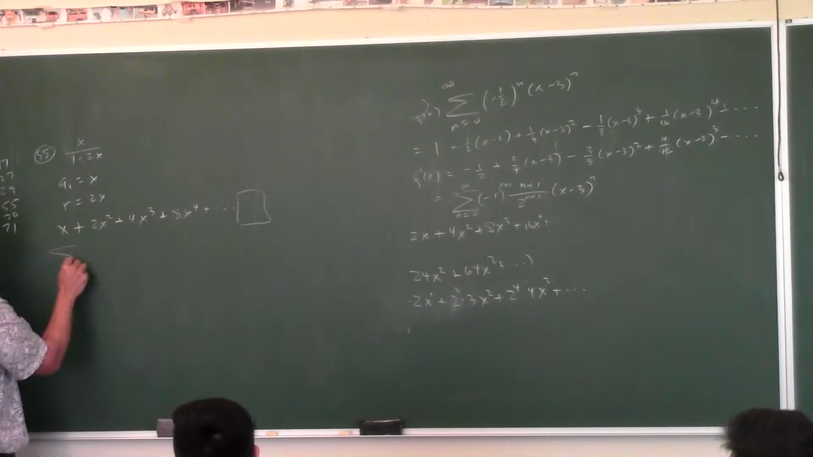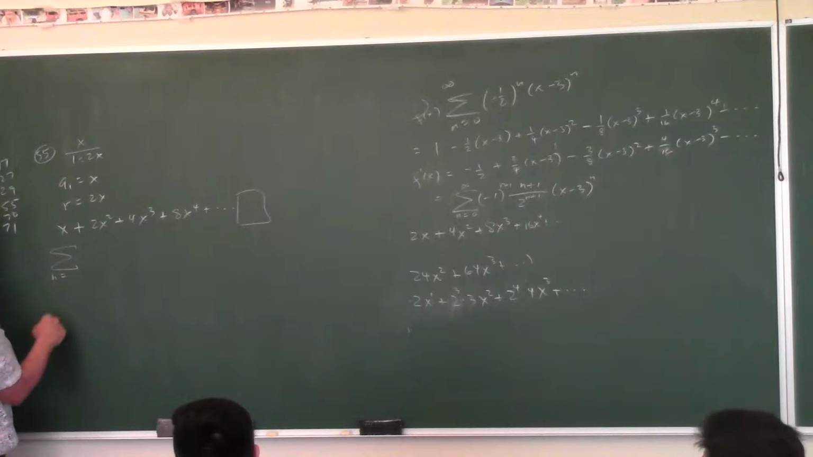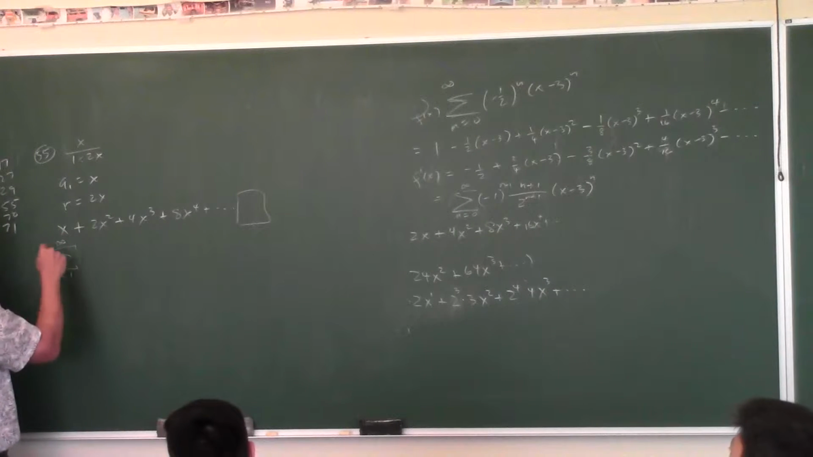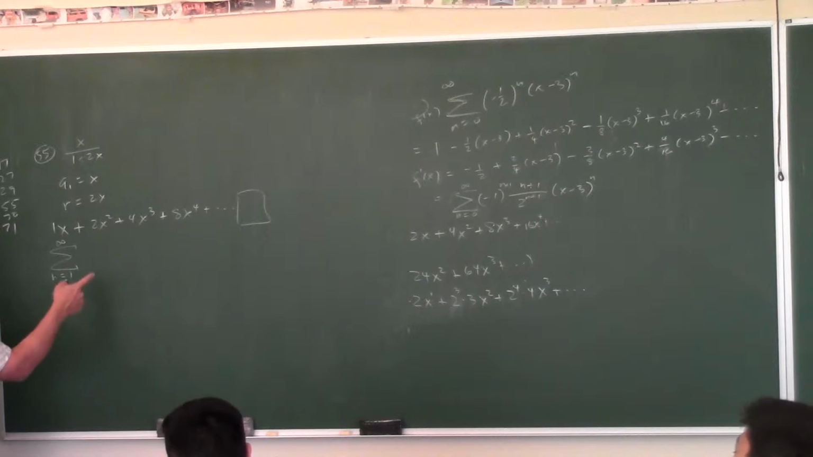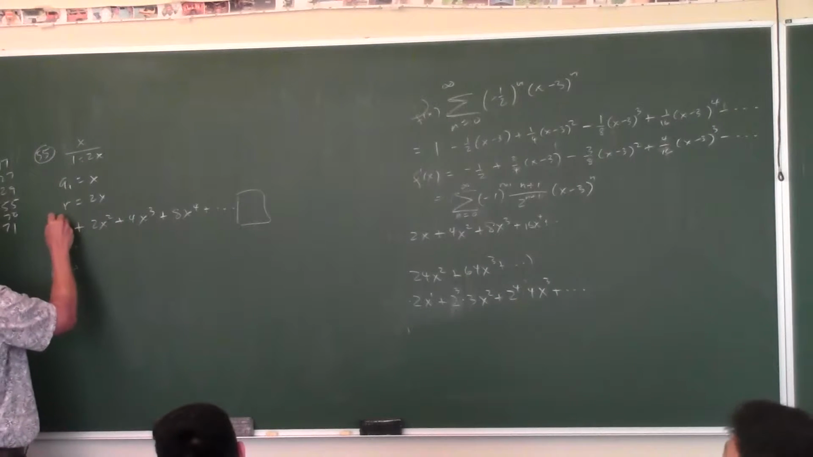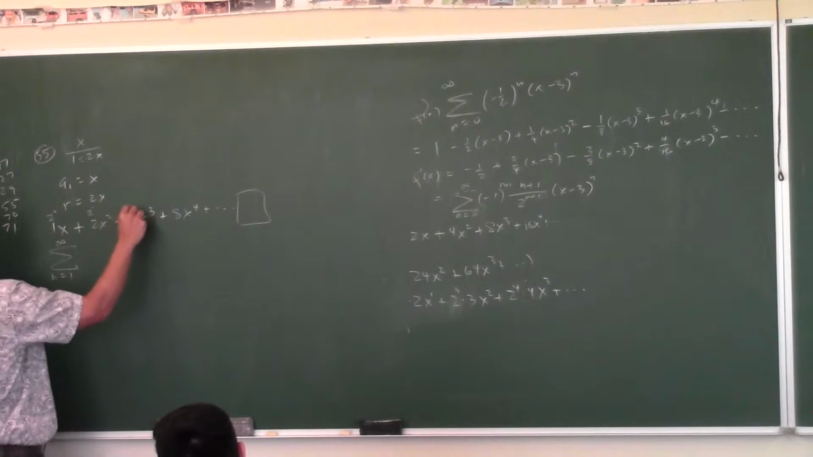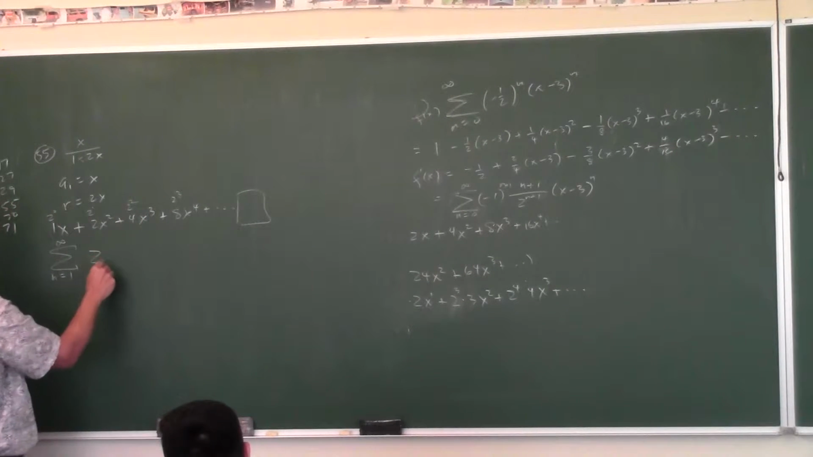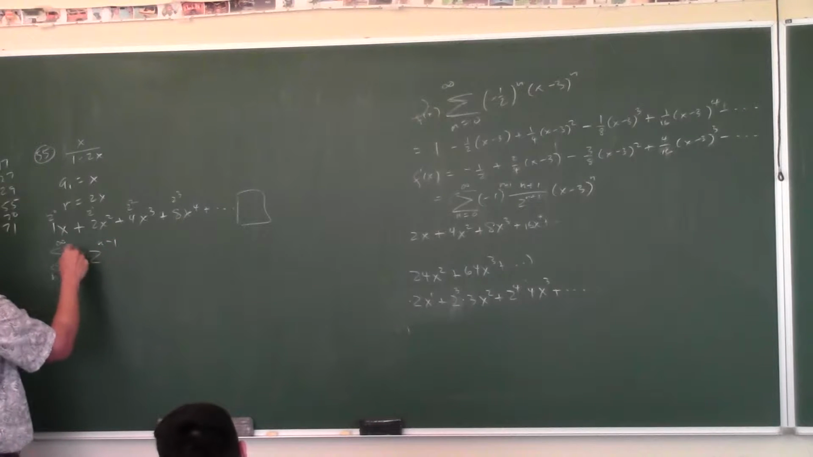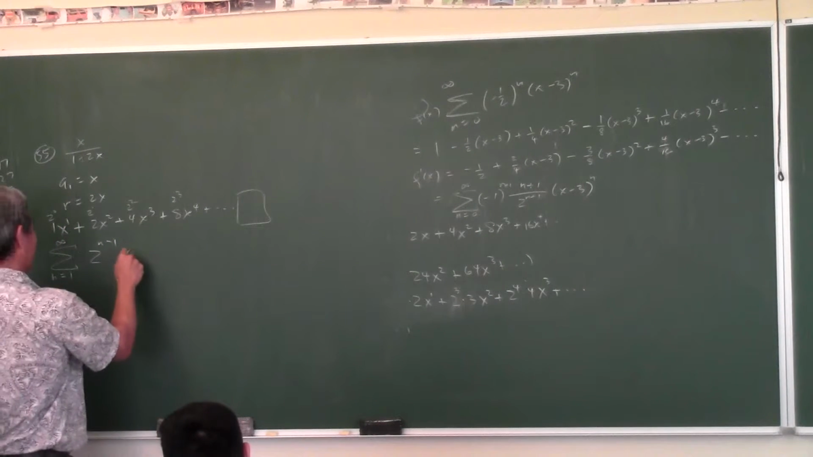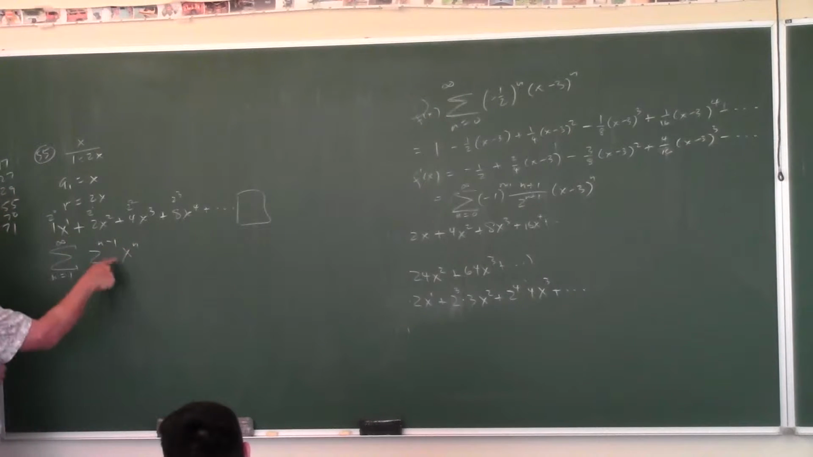Sigma, n equals... what do you want to start with, 1 or 0? Zero. Well, look at the powers. Let's worry about the coefficient first. 2 to the 0, 2 to the 1, 2 to the 2, 2 to the 3. So how do I generate these numbers? 2 to the n minus 1. Now, x to the first, x to the second, x to the third, so x to the n. Isn't that what they have?